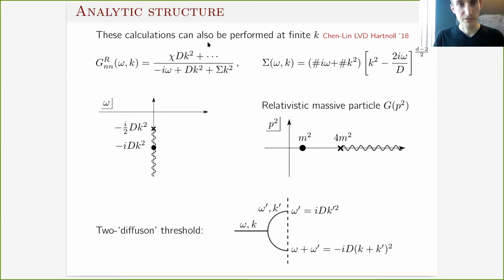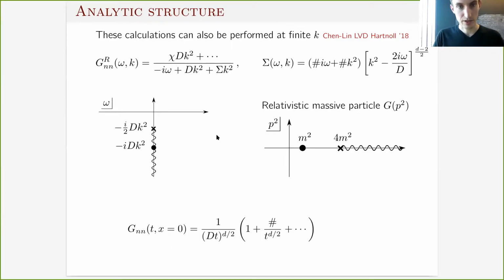So with this formula in mind, what's nice about it is that we can Fourier transform it to get the charge two-point function as a function of time and space as well. So that will be useful. And it has this form. This is the leading diffusive behavior, and this is the one loop correction.